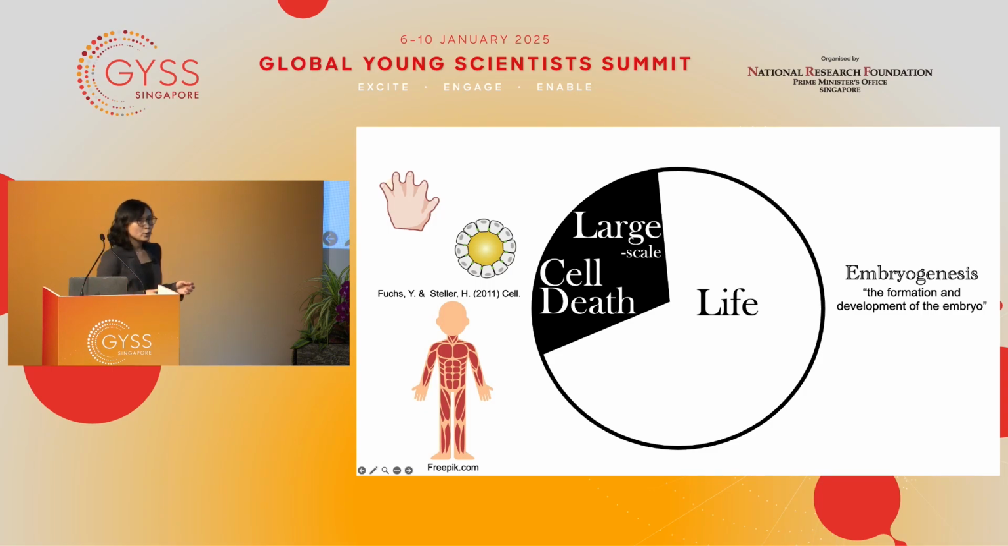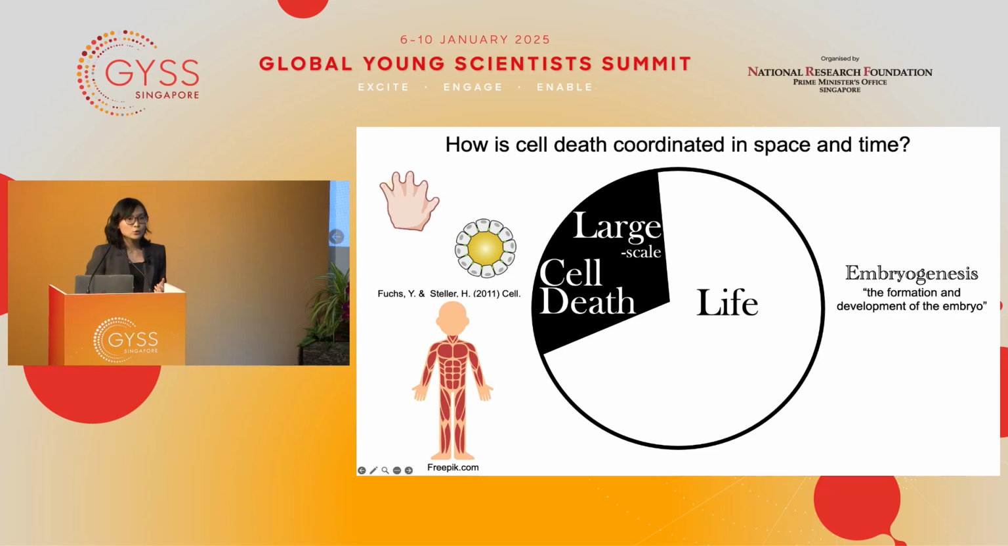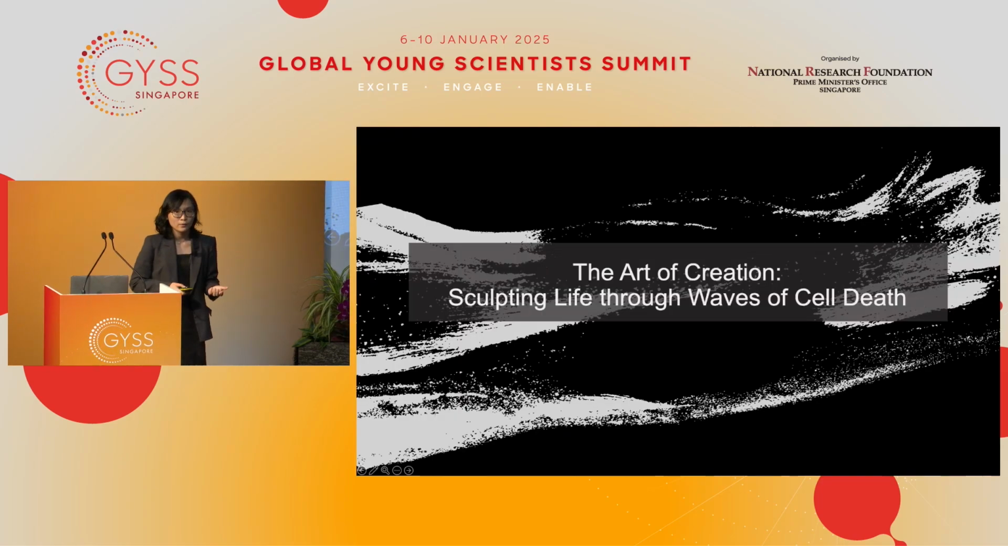Cell death during embryogenesis is a highly coordinated process occurring in specific regions at precise times and in specific patterns. This raises a fascinating question: how is cell death coordinated in space and in time to sculpt the complex and functional structures that are required for life? In my study, I found that this is made possible through propagating waves of cell death. And let me show you how.